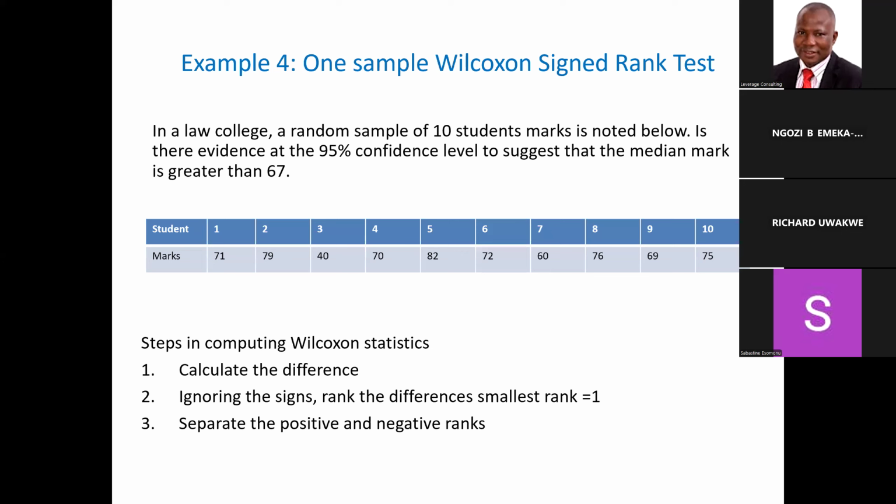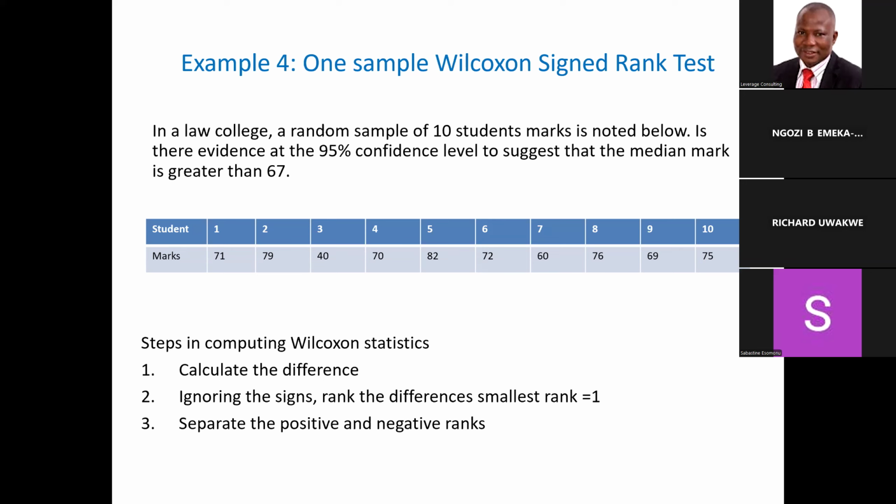Yes. Let's look at an example. In a law college, a random sample of 10 students is taken, and the marks of the 10 students are noted below. Is there evidence at the 95% confidence level to suggest that the median mark is greater than 67? You see now, they are trying to compare the median, maybe with that of another college, to see whether it is the same thing also.